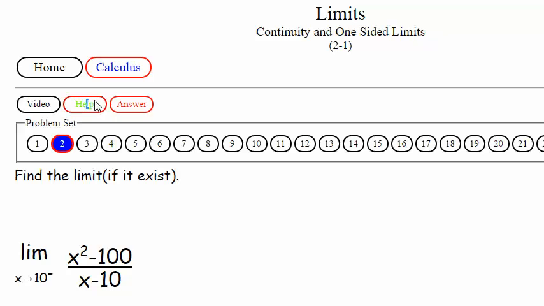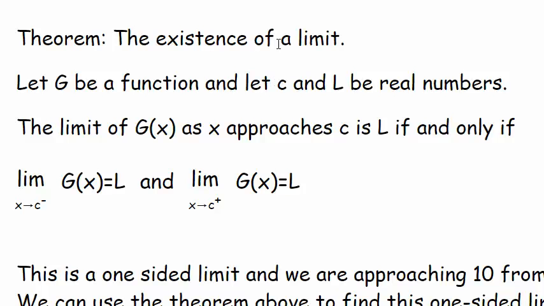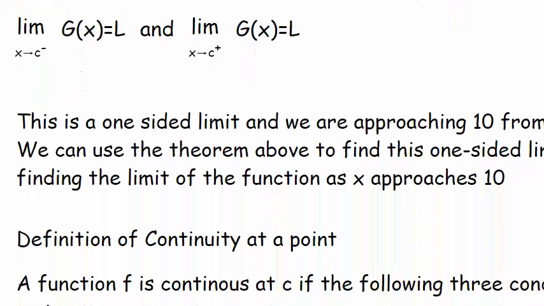I'm not sure if I even have anything programmed for the help or not. Oh, well, we go through a bunch of wordy stuff here, talking about the existence of a limit, which I talked about, coming in from the left-hand side and the right-hand side. It says the limit of g of x as x approaches c is L if and only if. If and only if means that it reads in both directions.